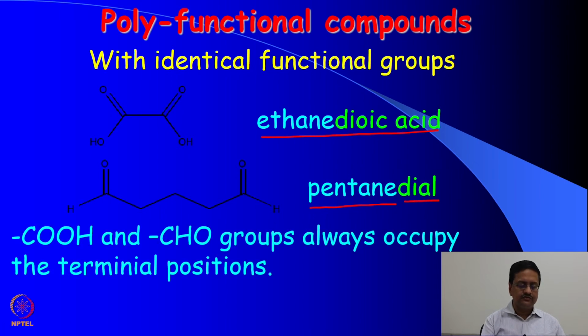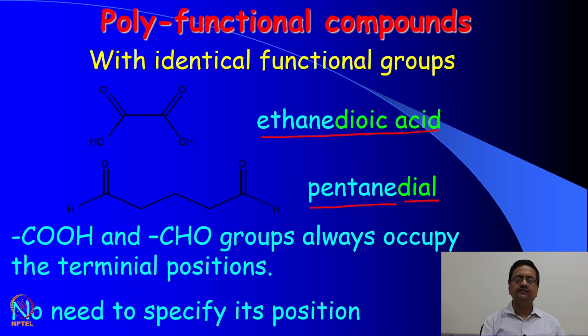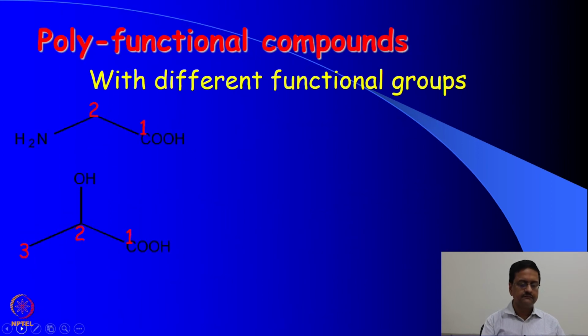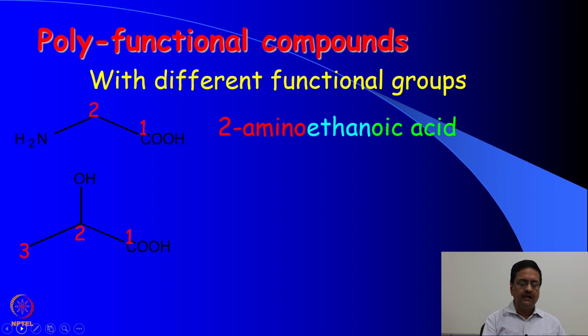CO2H and CHO groups always occupy the terminal position, which is always to be remembered. So, we do not need to specify their position when we are trying to write their names. When we have polyfunctional compounds with different functional groups, we need to prioritize them, and we need to write them as per their class.